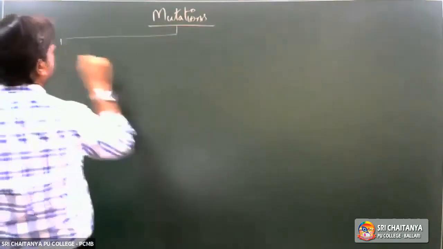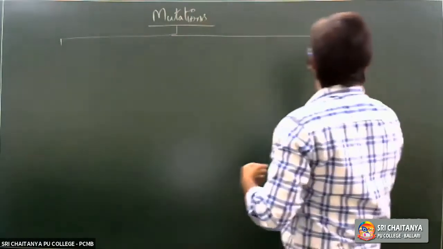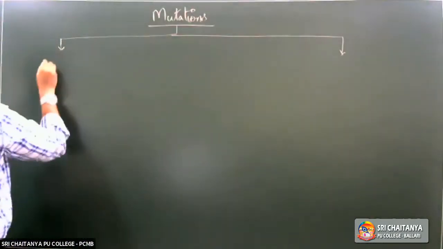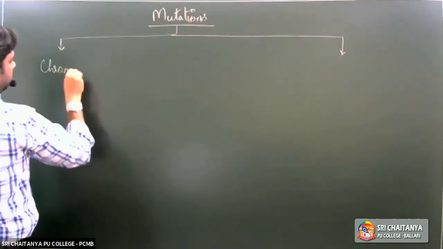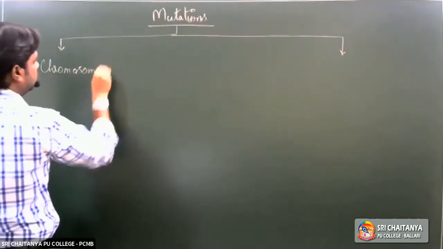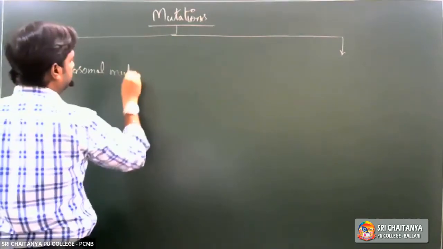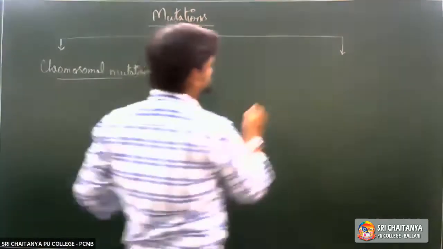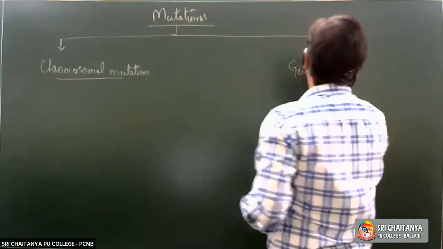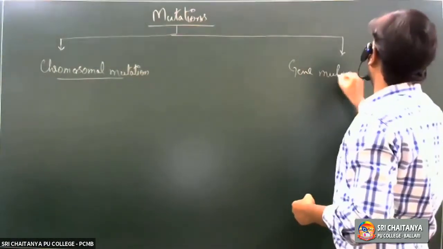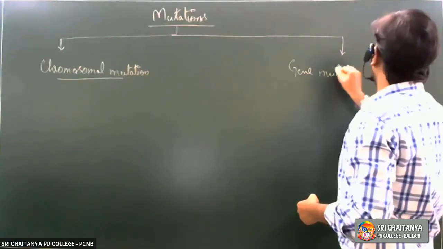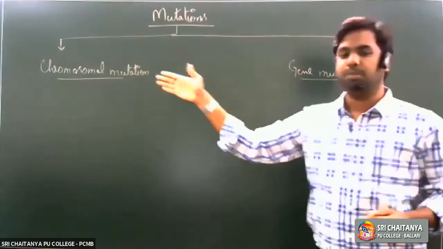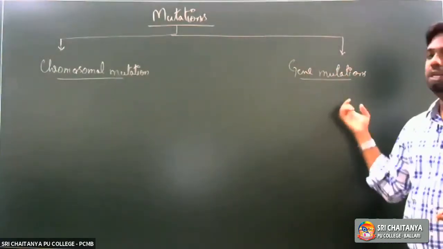So mutations can be broadly classified into two major categories. One is called chromosomal mutation, and the second one is called gene mutation. So there are two types of mutations happening: chromosomal mutation and gene mutation.